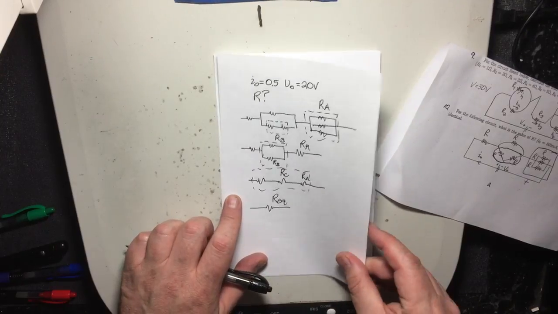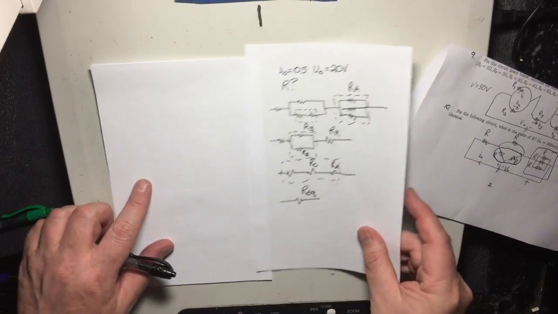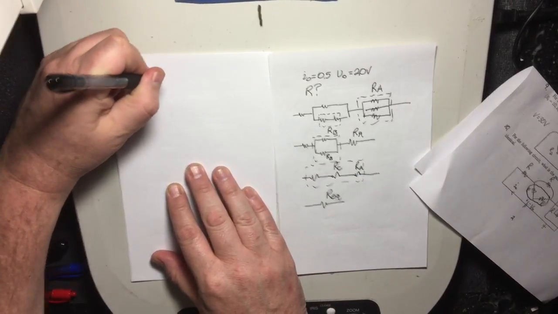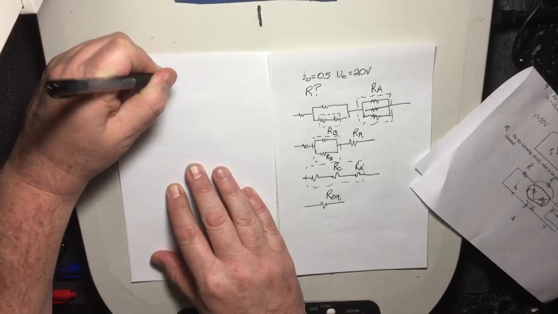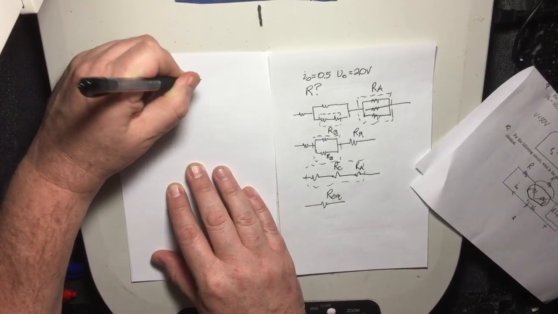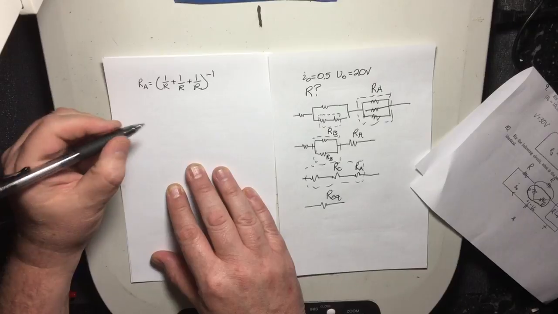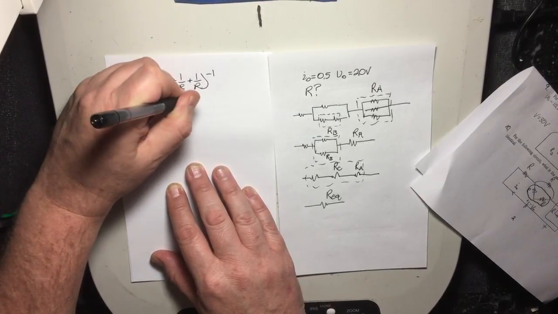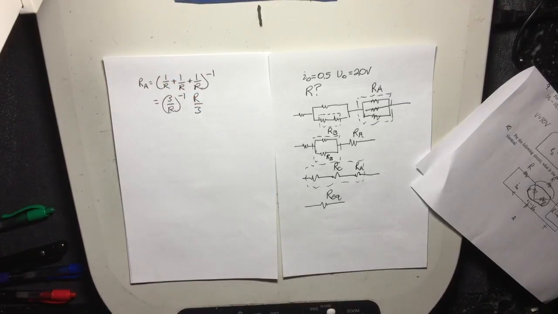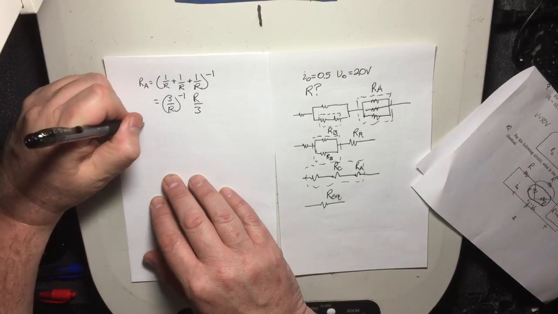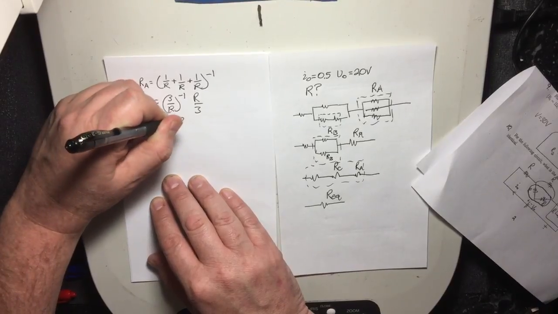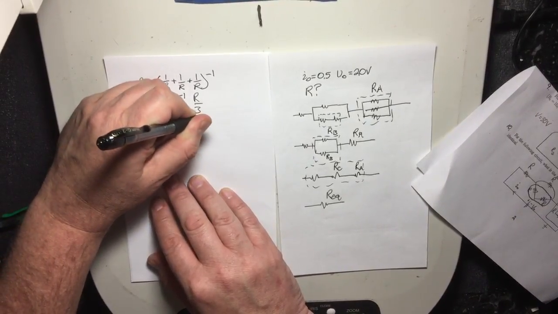So RA is 3 R resistors all in parallel. So RA is equal to 1 over R plus 1 over R plus 1 over R, inverted. That is 3 over R inverted, or R over 3. So RA has a value of R over 3. RB is 2 resistors in series, R plus R. So RB is 2R.